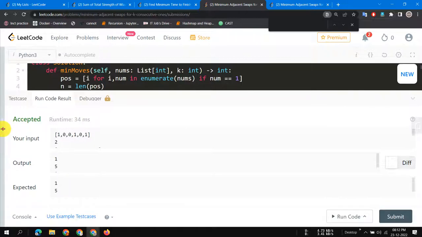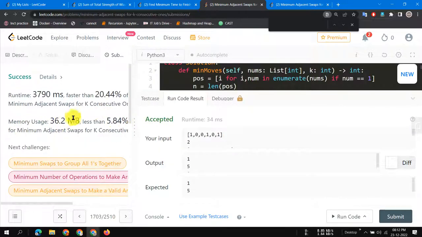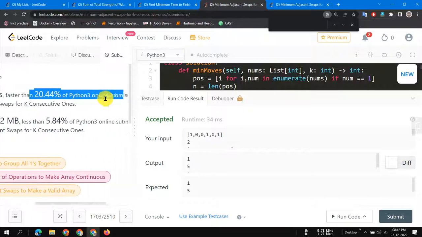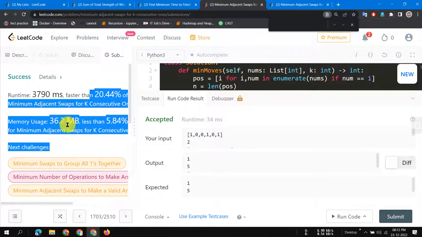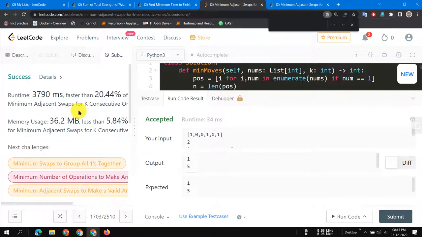My internet is slow. Okay, so this is 20% faster, but in another programming language you can run it a bit faster.